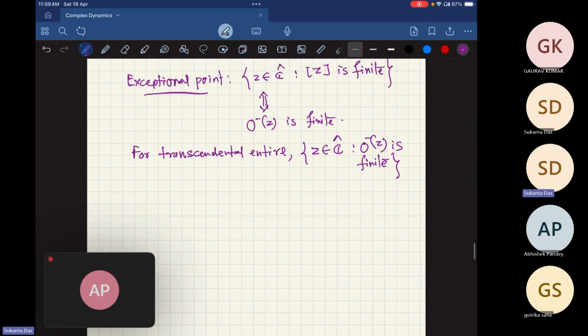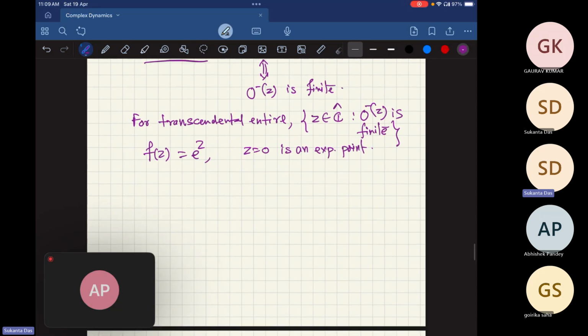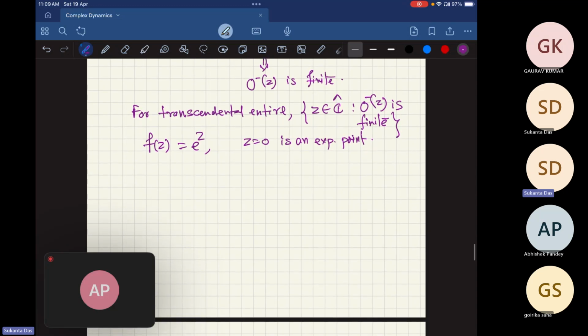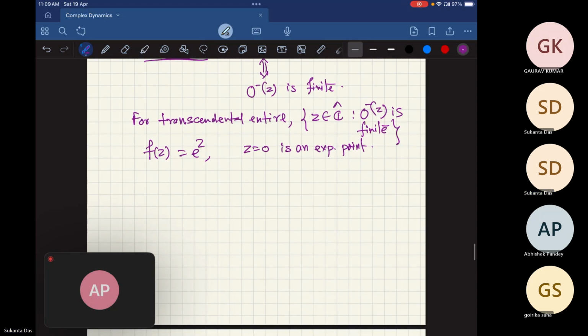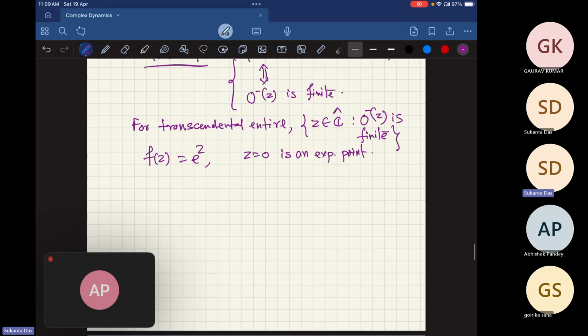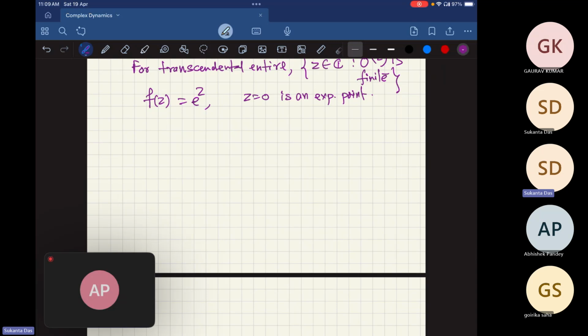So the difference between the rational and transcendental case is this. If I give you an example, say f(z) equals e^z, then z equals 0 is an exceptional point of this function because 0 has no pre-image. That means the backward orbit of 0 is empty. So this is an exceptional point. But if you take the forward image of 0 under e^z, then it is an infinite set. So this equivalence does not hold for the transcendental setup. These are the simple things which I talked about earlier.